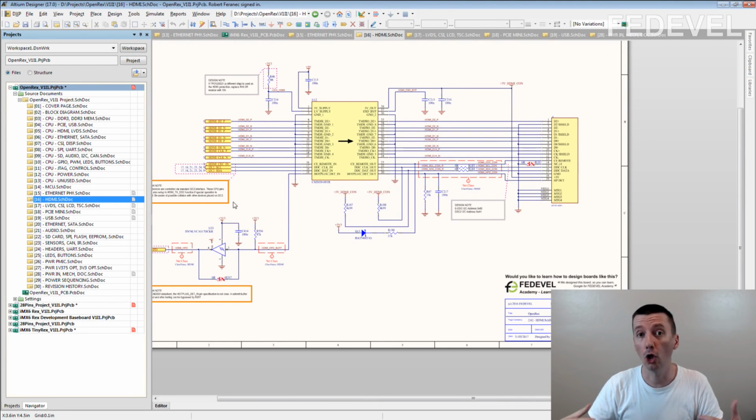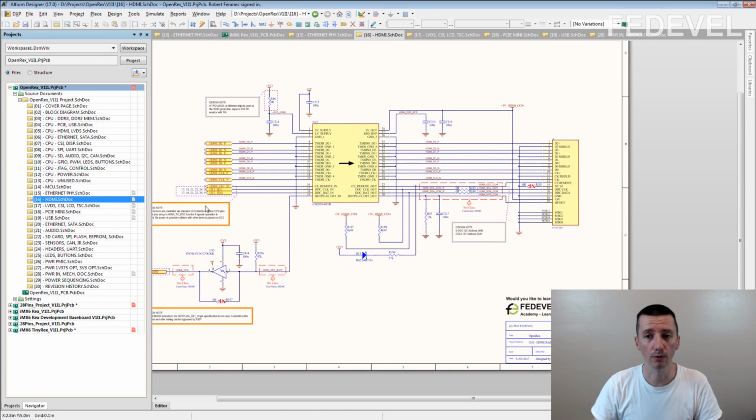If we connect a connector, again, you can see this HDMI connector, and everything goes from the processor out of the board. Out of the board is placed on the right side of the symbol. This is the left side, which is connected to the processor.